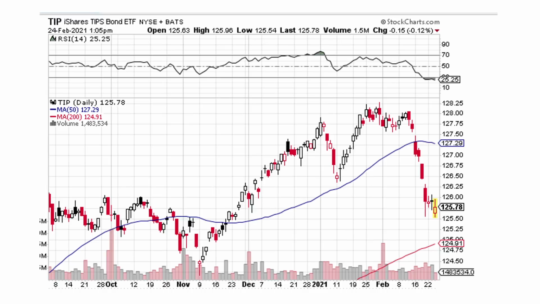These are TIPS, Treasury Inflation Protected Securities. We had a little pullback here, and it's starting to firm up. So I think we're going to resume, it's in a very large uptrend. I think we're going to resume that uptrend, saying that there is inflation.